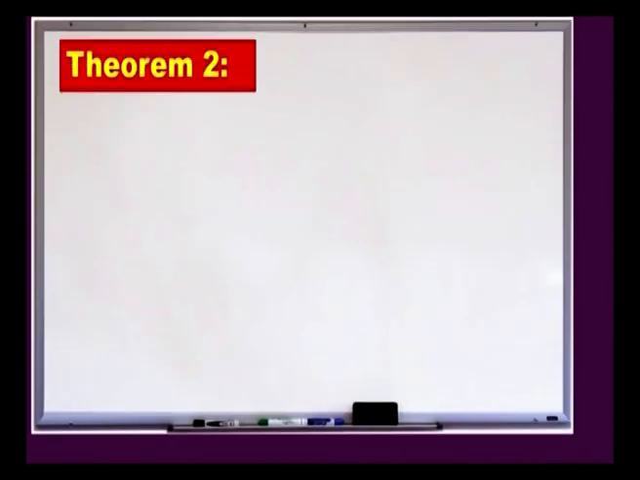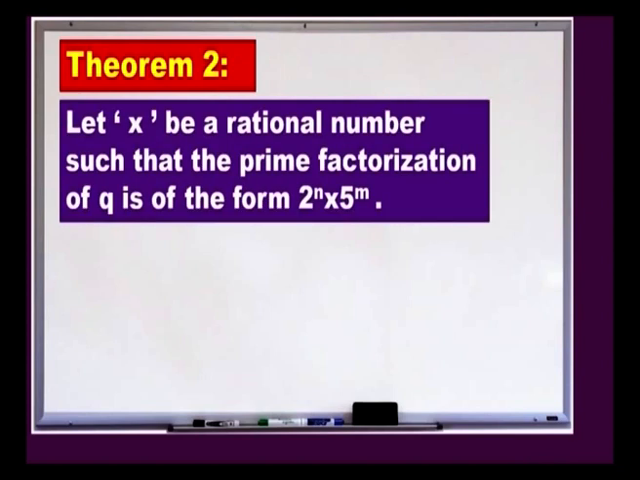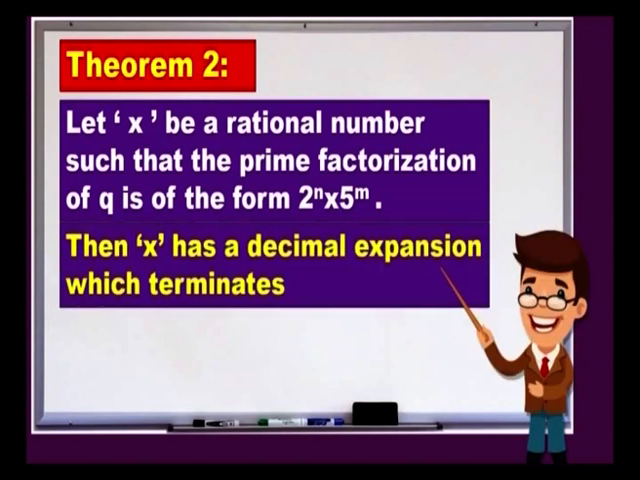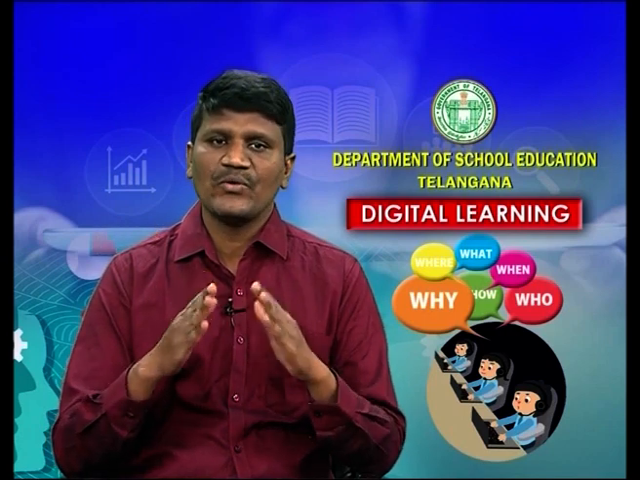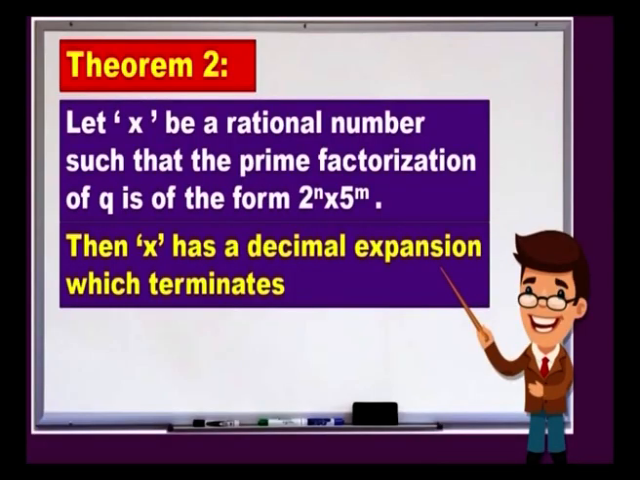The converse of this theorem is theorem number 2, which we can write as, let x be a rational number such that the prime factorization of q is of the form 2 power n into 5 power m. Then x has a decimal expansion which terminates. So theorem 2 is the converse of theorem 1. That means it will be a terminating decimal.